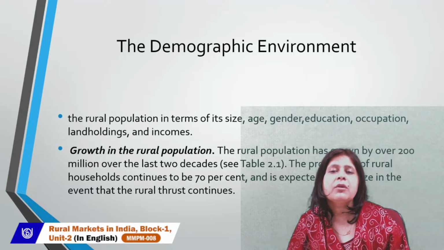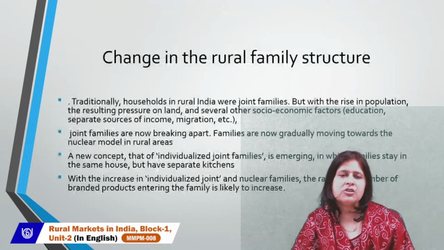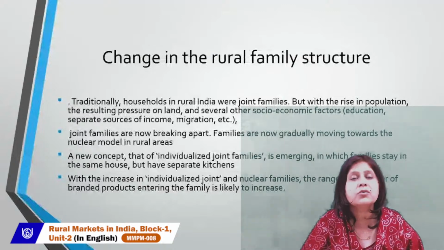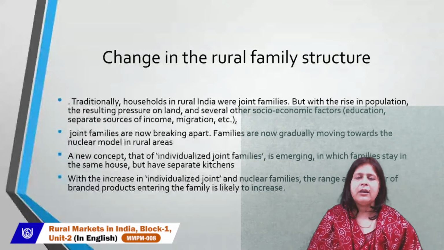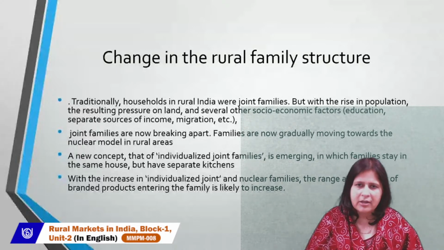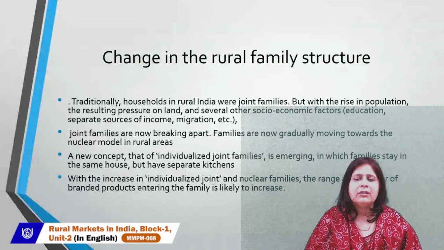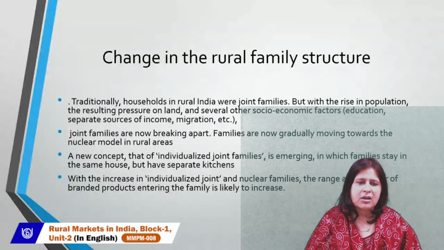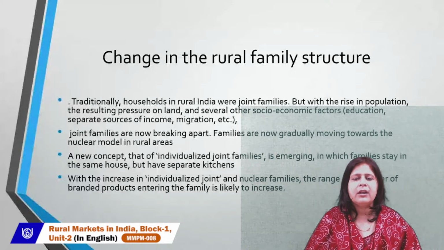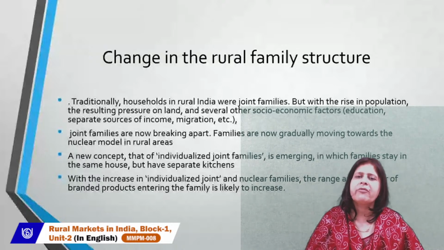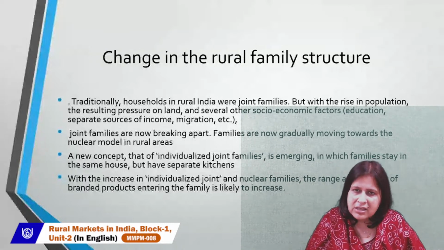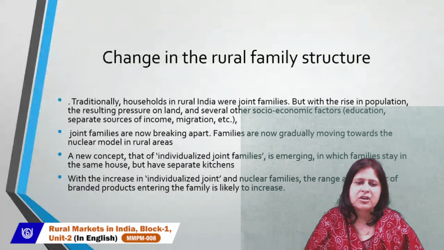There is a change in the rural family structure. What is the change in the rural family structure? Traditionally the households in rural India were joint families. We all know that in India there was a joint family system. In fact, there is still a joint family system, but now there is a change in the family structure. With the rise of the population, the resulting pressure on the land, and several other socioeconomic factors like education, a separate source of income, and migration, etc.